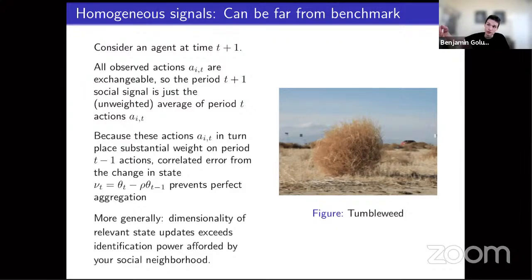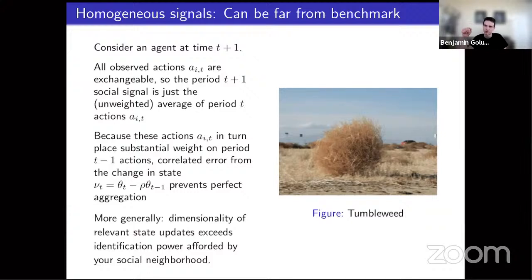But those people yesterday actually placed weight on t minus one actions, which the t plus one person would rather not have in their action. So everybody's always using the same weights, and that's sort of the intuition. I'm not going to have time to completely nail this intuition, but the picture I want to leave you with is kind of a tumbleweed.